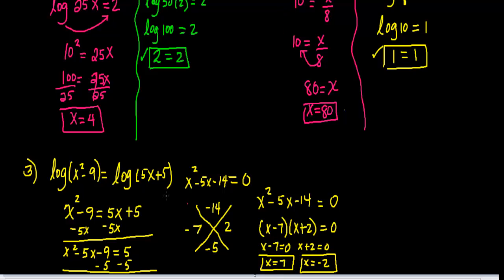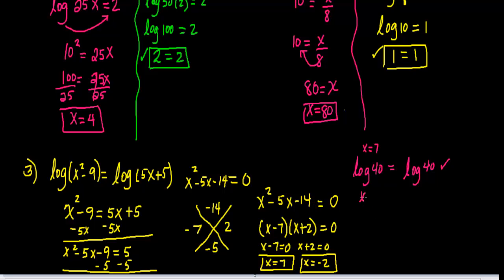So both of these I'm going to plug in to the original equation and see which one works. When I plug in 7, here I'll get 7 squared, which is 49. And 49 minus 9 gives you 40. So I'm going to have log of 40. This is when x is 7. I'm going to have log of 40 equal to the log of, if I plug in 7 here, 5 times 7 is 35 plus 5, 40. So that checks out. Log of 40 is equal to log of 40.